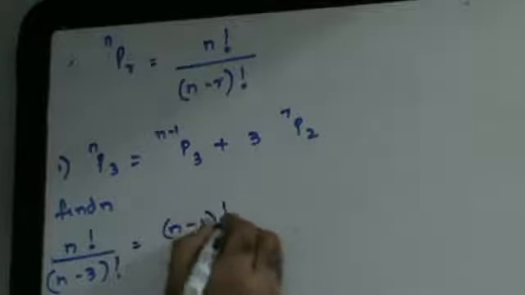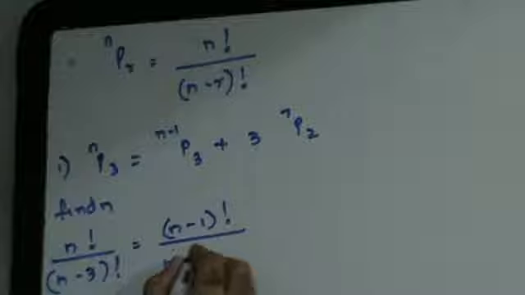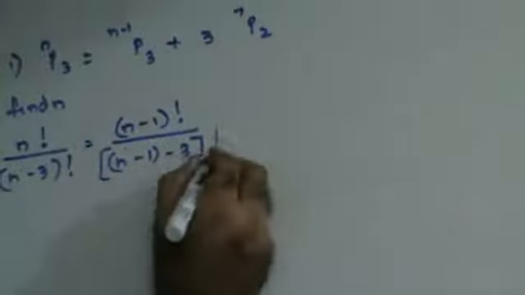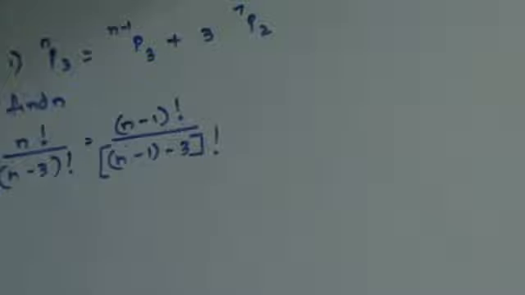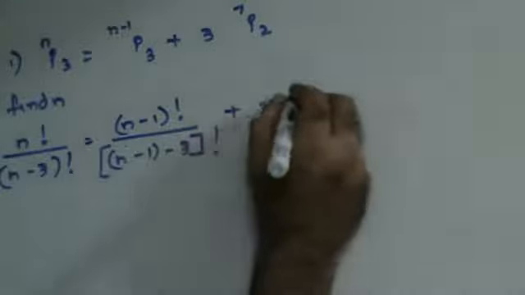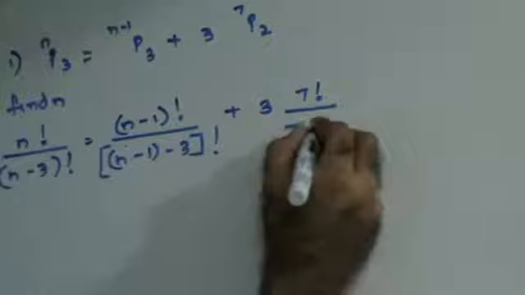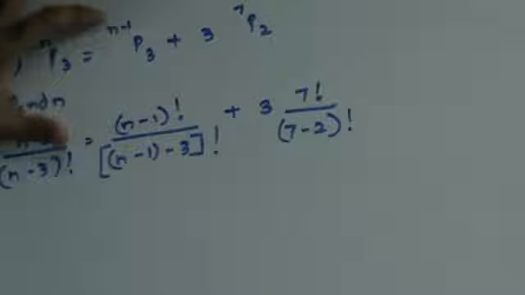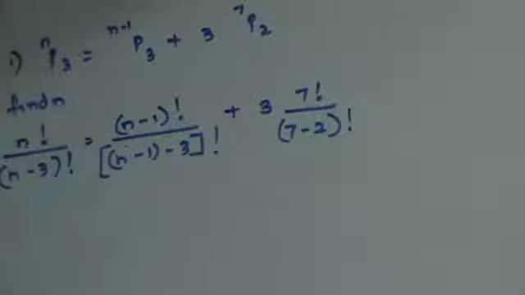This is n minus 1 factorial upon n minus 1 minus 3 factorial. Number on the top divided by the difference between the two numbers, plus 3 times 7 factorial upon 7 minus 2 factorial. Why go with the n minus 1 in the numerator? Because what was the number at the top? N minus 1. Whatever is the number on the top, you take that number.